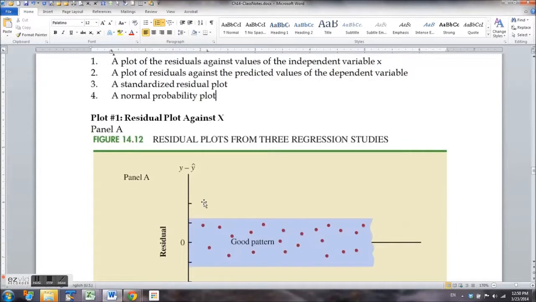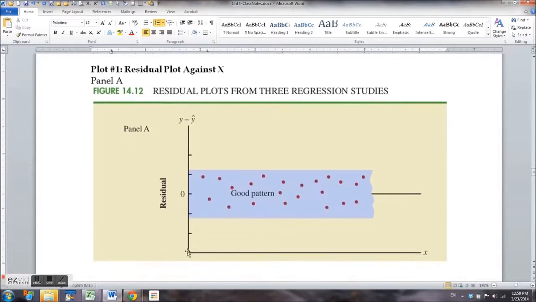So the first plot, residual on the y-axis and x on the x-axis. If the residuals plot a random pattern and about the same width for all different values of x, then that would indicate that the assumptions are valid. So this is a good pattern, a random pattern that has pretty much the same width for all the different values of x.